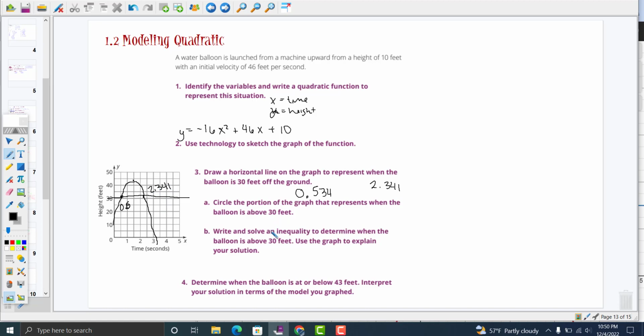And this is the 2.341. And so if you want to write and solve an inequality for when it's above that 30 feet, let's use the graph to explain it. So let's look at it. We're going to take and do negative 16 x squared. It wants to know when we are above 30 feet. So that means we're not including that 30 feet.